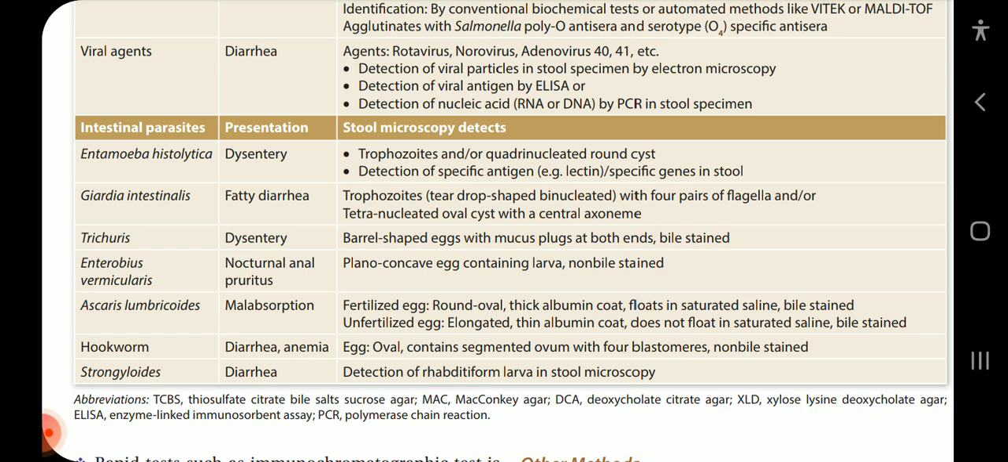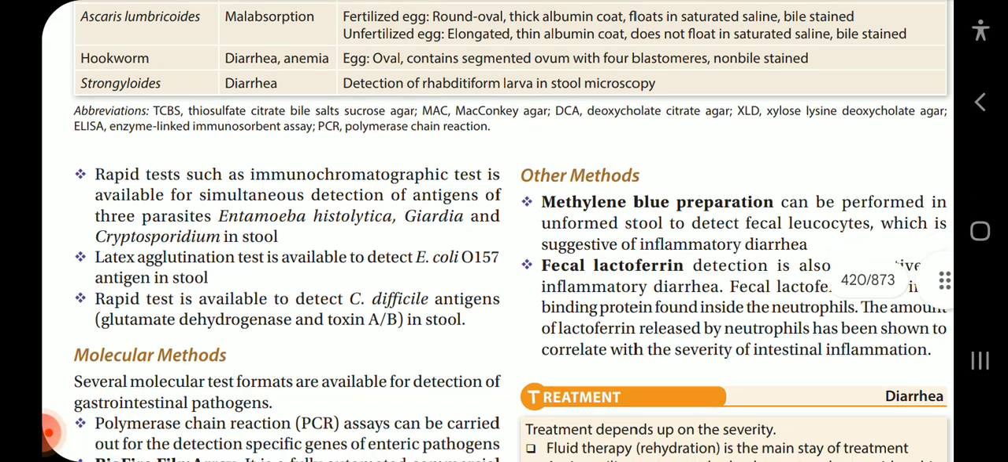Strongyloides, diarrhea, detection of rhabditiform larva in stool microscopy. Abbreviations: TCBS, thiosulfate citrate bile salt sucrose agar; MAC, MacConkey agar; DCA, deoxycholate citrate agar; XLD, xylose lysine deoxycholate agar; ELISA, enzyme linked immunosorbent assay; PCR, polymerase chain reaction.